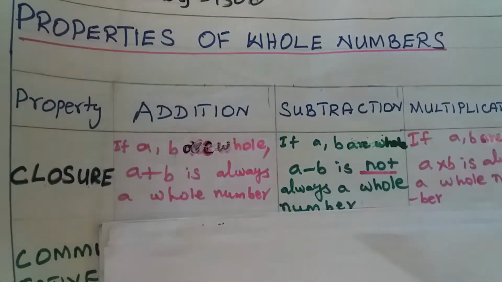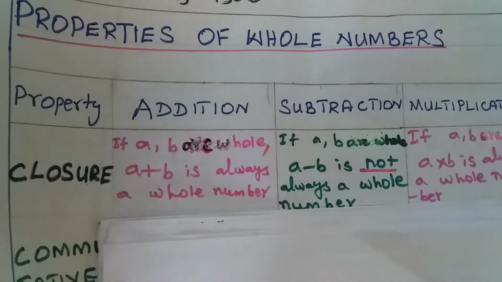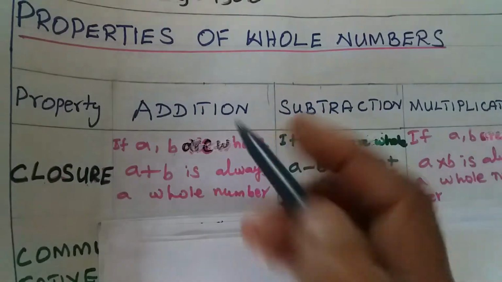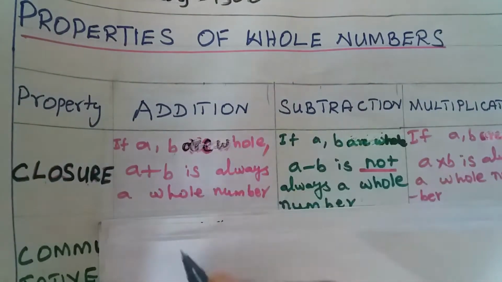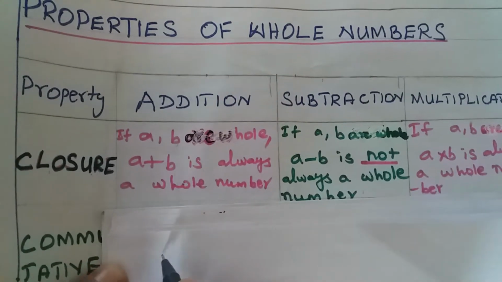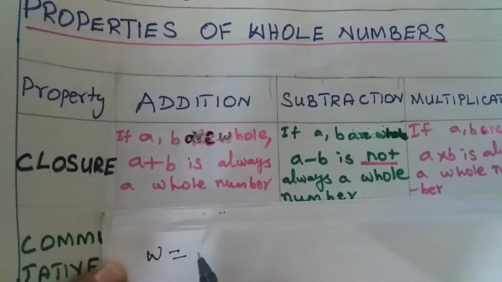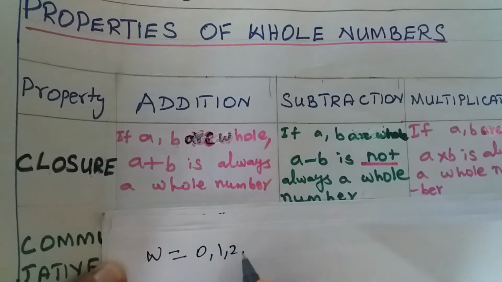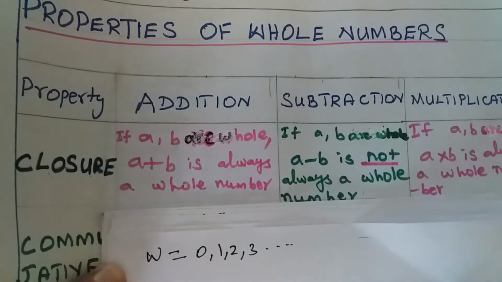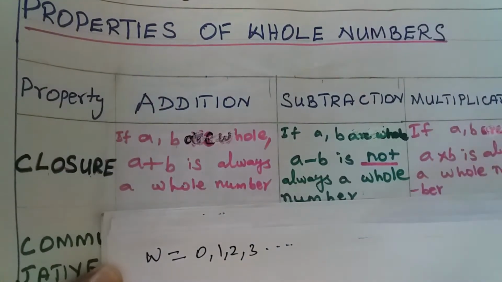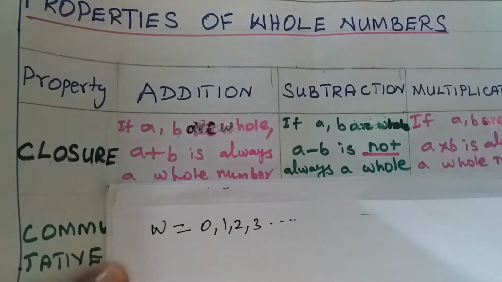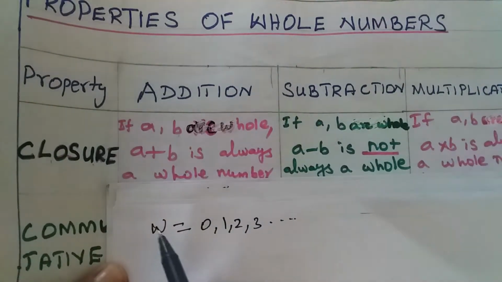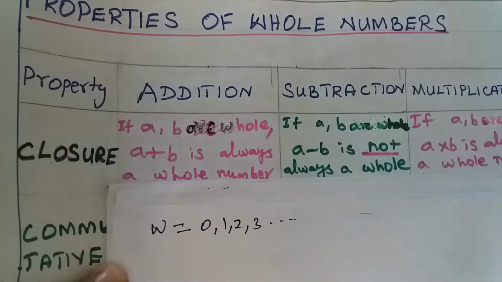Today in this video, we'll see class 6. The topic is properties of whole numbers. We know what are whole numbers and natural numbers. Whole numbers are denoted by the letter W and they are 0, 1, 2, 3, etc. There is no end for the number system. It goes on and on. This set of numbers is called the whole numbers. Now we'll see the properties of these whole numbers.